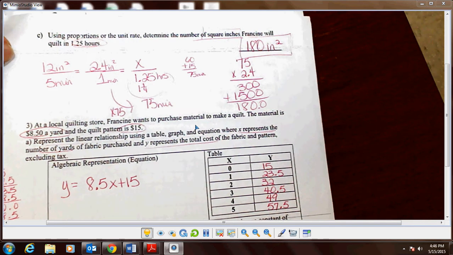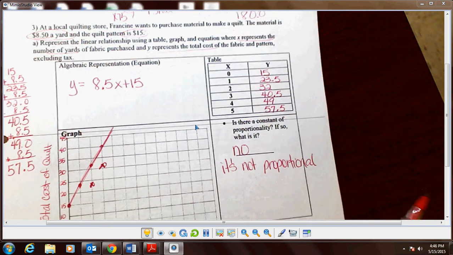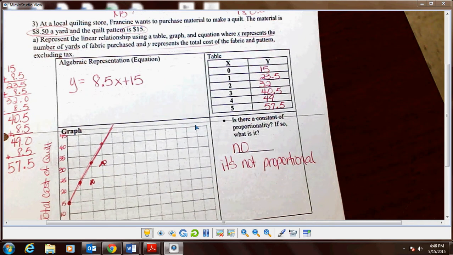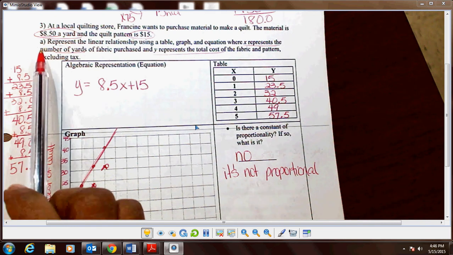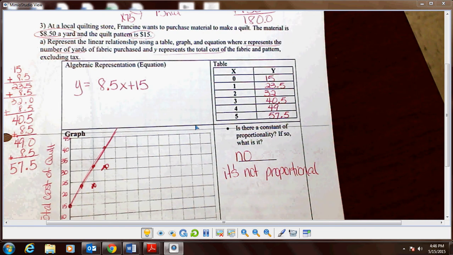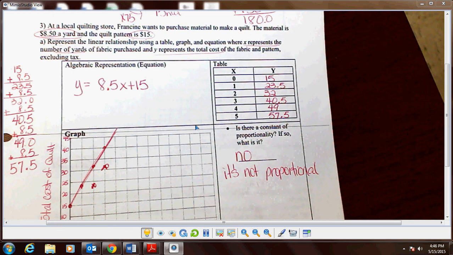Okay, number 3. This time you were given a problem that said the material is $8.50 a yard, and you also have to pay for a pattern. So you also have to pay an additional $15. So the $8.50 a yard is telling you basically what your slope is. It's telling you your rate of change. And the $15 is just your constant. That's just the set amount you're going to pay. So therefore your equation is y equals 8.5x plus 15.